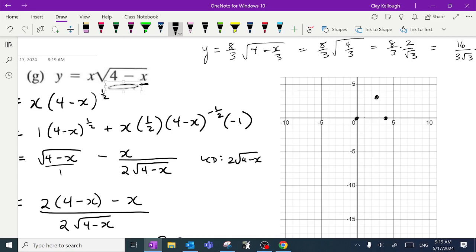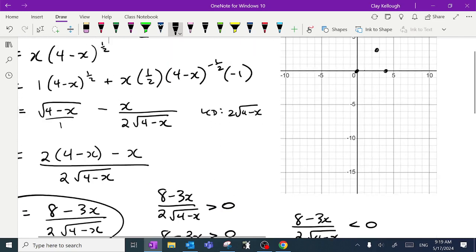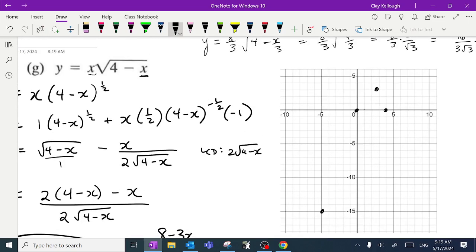How about if x was -5? Because x is -5, 4 minus -5 is 9, the square root of 9 is 3, 3 times -5 is -15. So -5, -15 is a point. And then, as x goes on and on and on forever, to the left it's just going to get smaller and smaller, and we already know to the right it's going to end there. So it's going to be some sort of curve like this. Something like that. And that's the curve sketching part.